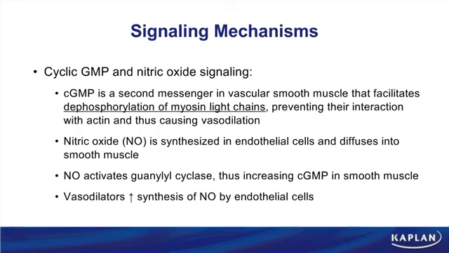Cyclic GMP and nitric oxide. Very important pathways because cyclic GMP is a second messenger in vascular smooth muscle. In fact, later on, when we're going through our cardiovascular drugs, we're going to look at exactly how cyclic GMP can relax smooth muscle. I've got a great diagram coming up later on in the lectures. But for now, what I'm going to do is tell you the end of the story.